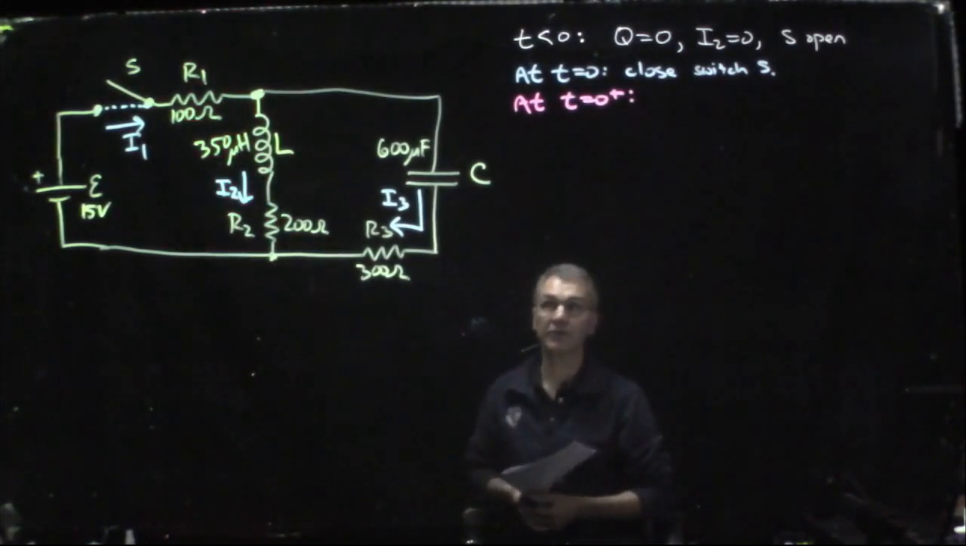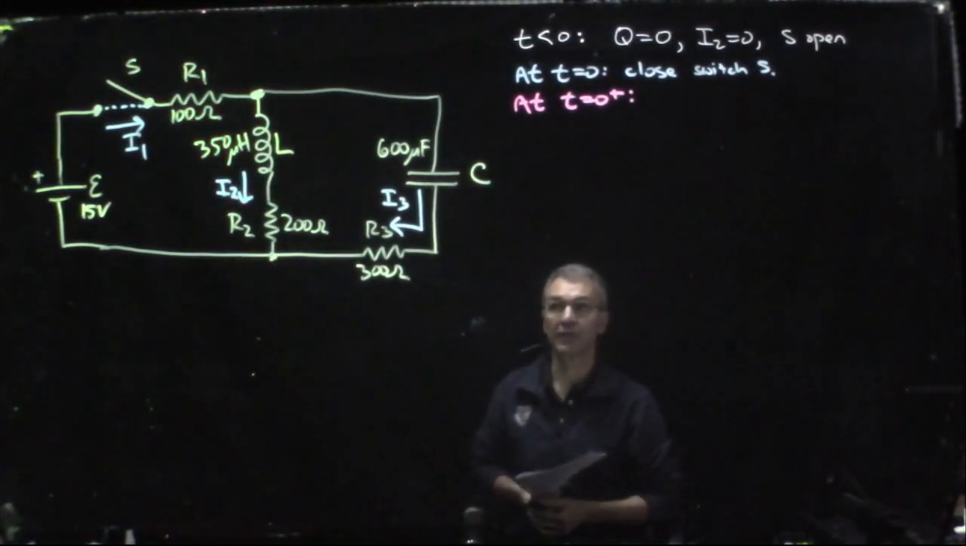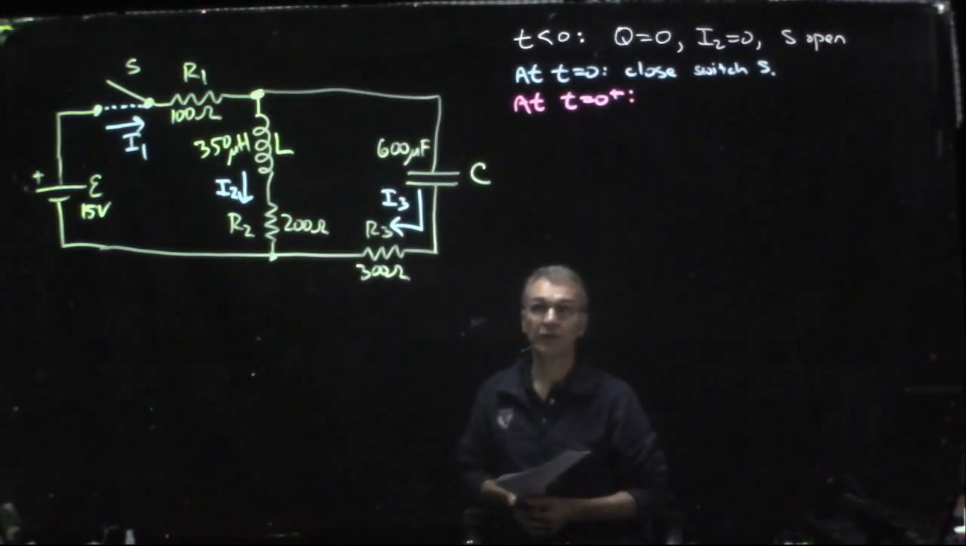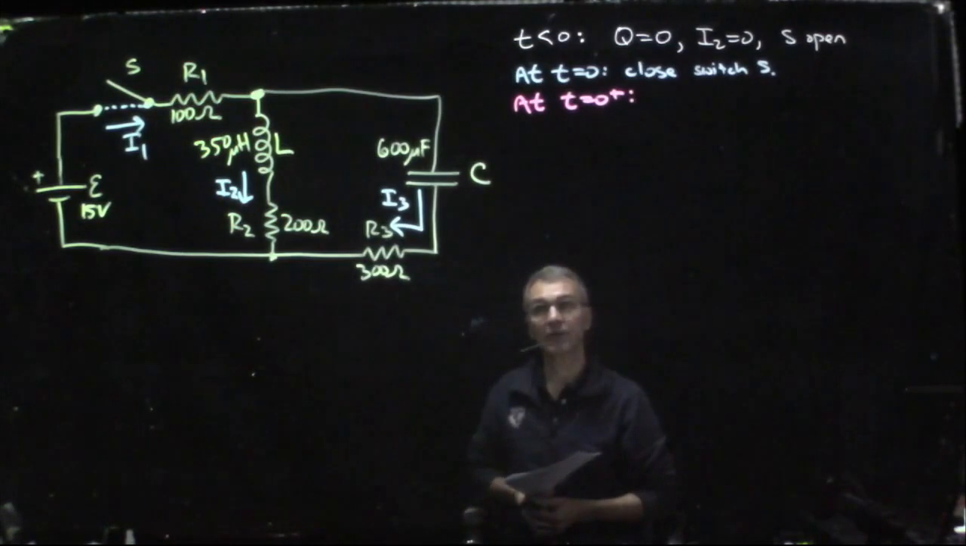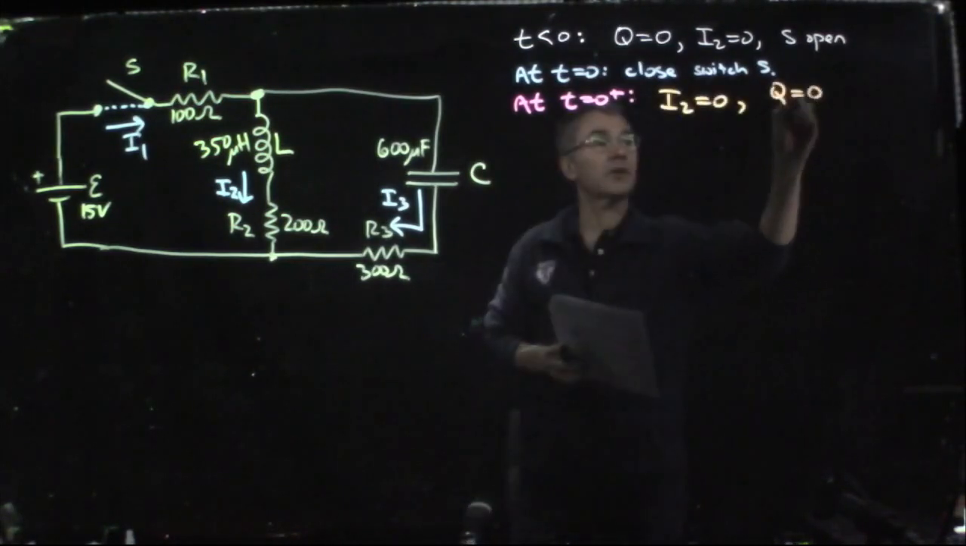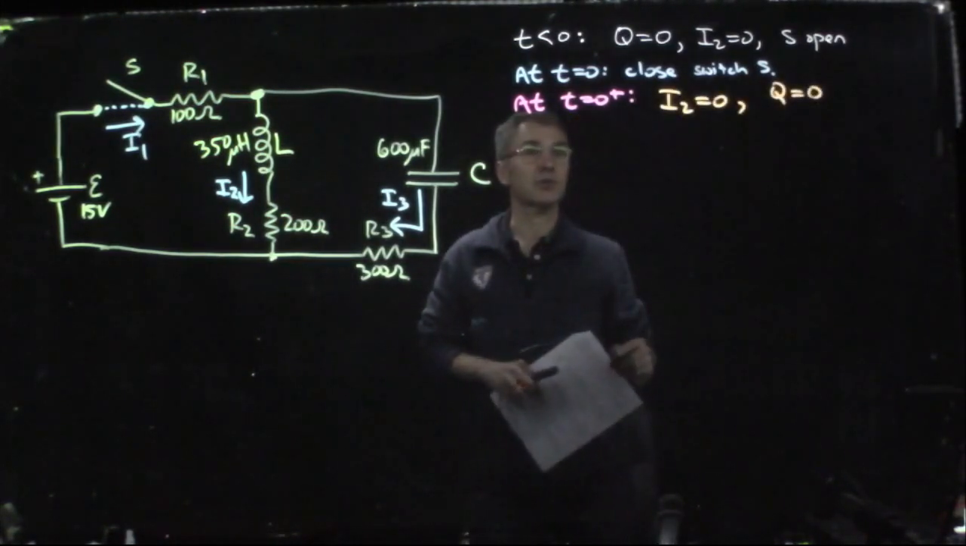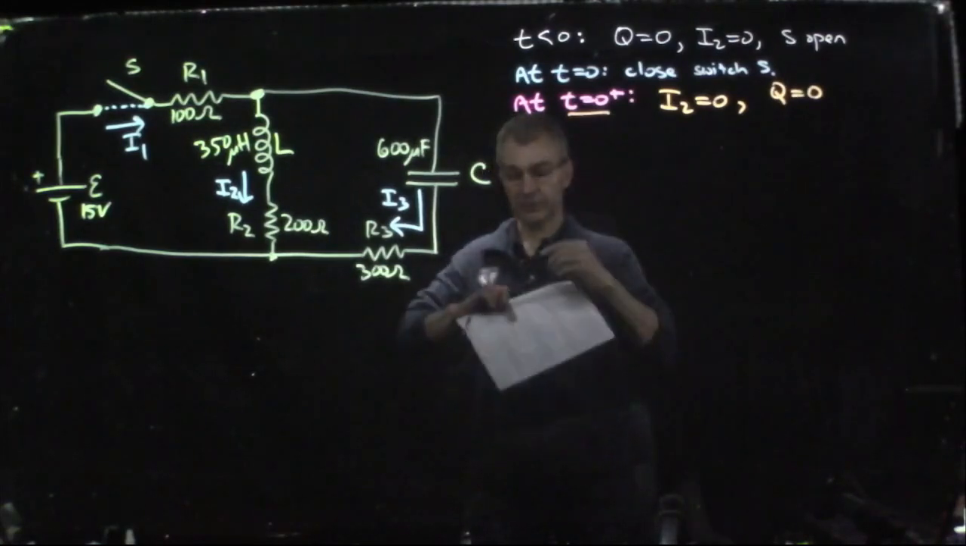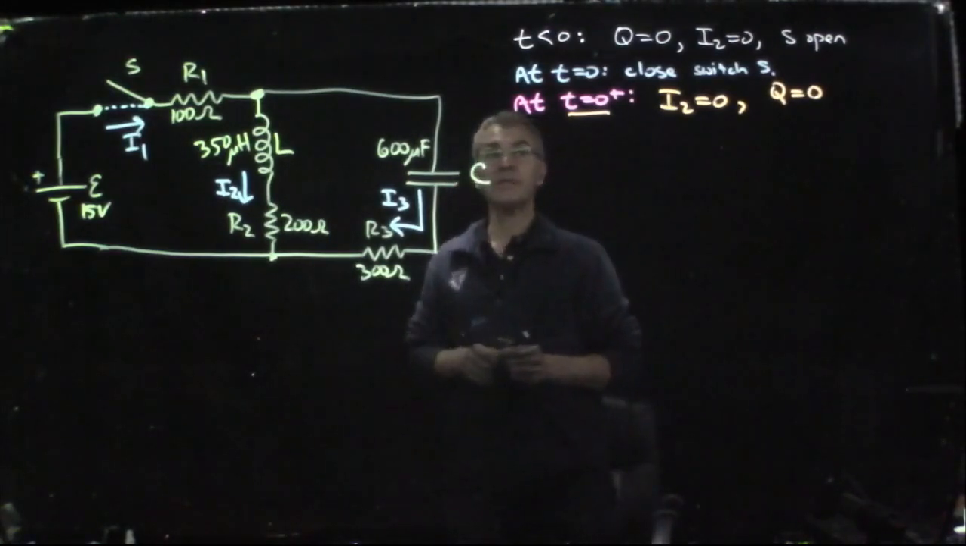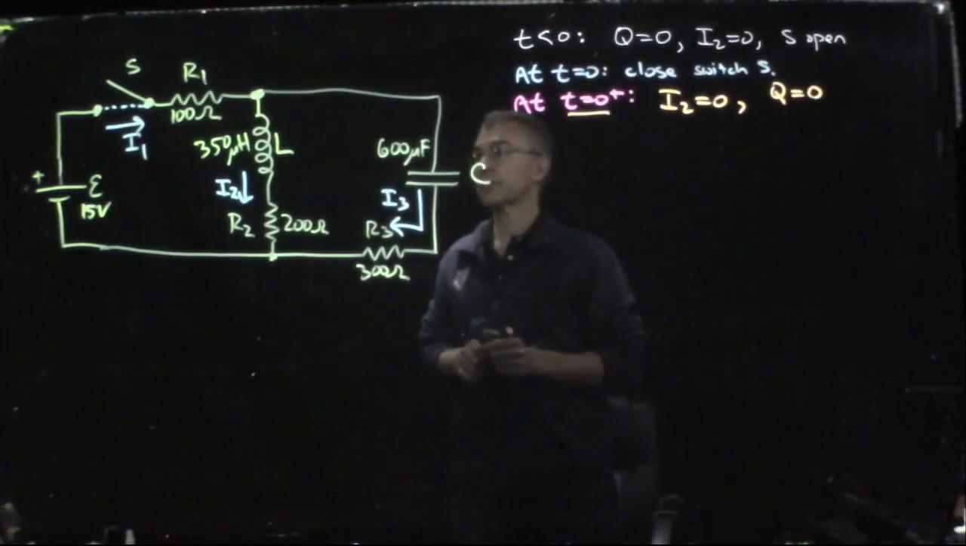So the current through the inductor just before we closed the switch was 0. It takes some time for the current through the inductor to change. So the current through the inductor immediately after we close the switch is also 0. Charge in the capacitor is also still 0 immediately after we close the switch. So let's find these three currents immediately after we close the switch.